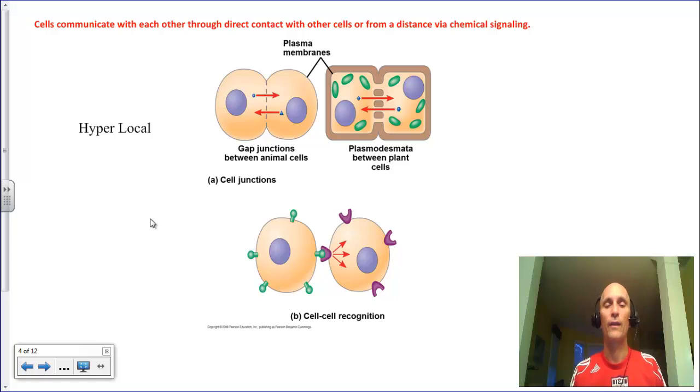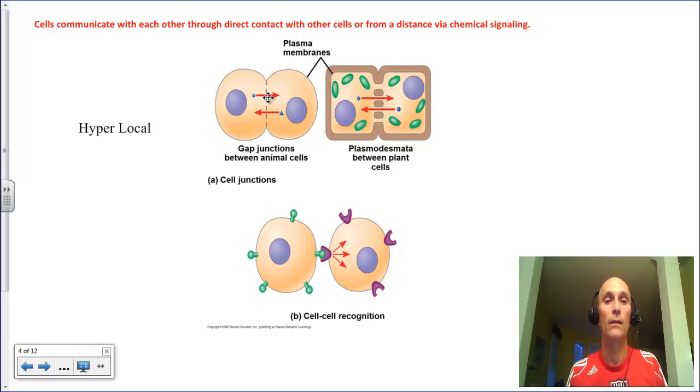Now, we can have lots and lots of ways that they communicate. One is by simple direct contact. So when two cells are touching each other, they may be communicating very quickly. So if you see the plasmodesmata right here between the plant cells, they may even be sharing resources as a result of the gaps that are opening up in there.